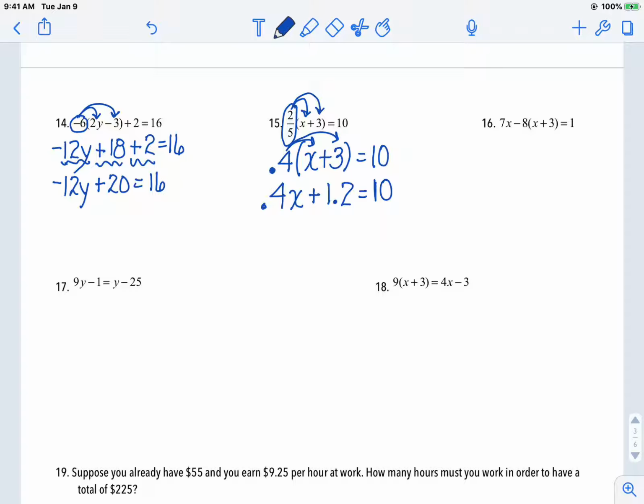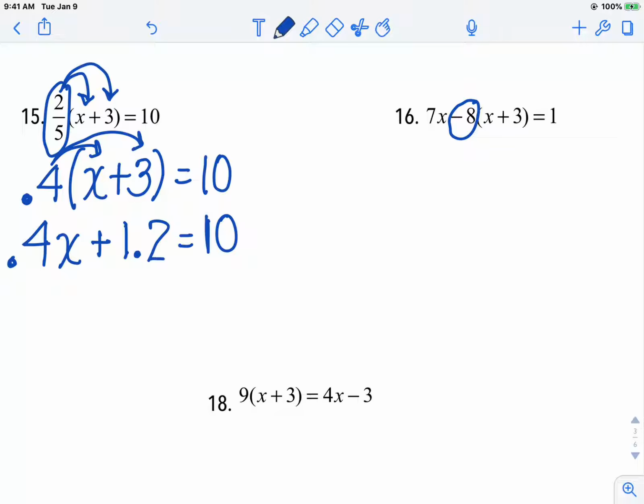Number 16, I'm looking through this to see what I need to do first before I just start calculating, and I see a distributor of -8. So I'm going to go ahead and start to simplify that side, bringing down the 7x. Then -8 times x is -8x. -8 times 3 is -24. I'm not done simplifying because on the same side I see something I can simplify. So 7x minus 8x is -1x.